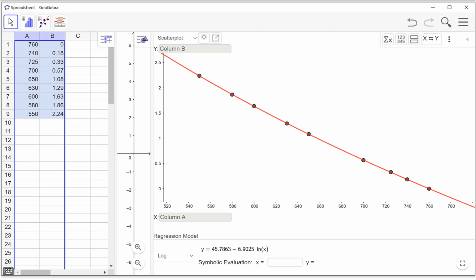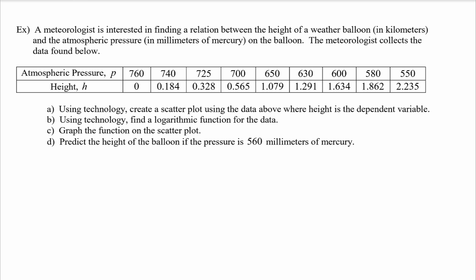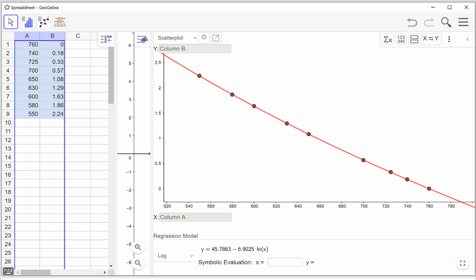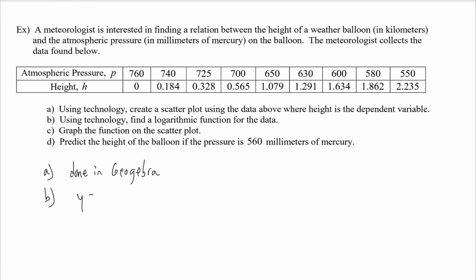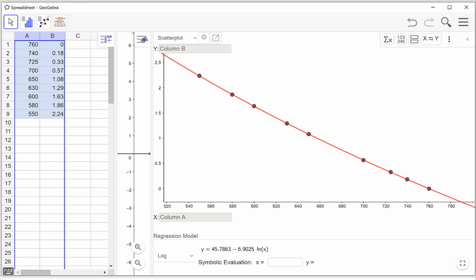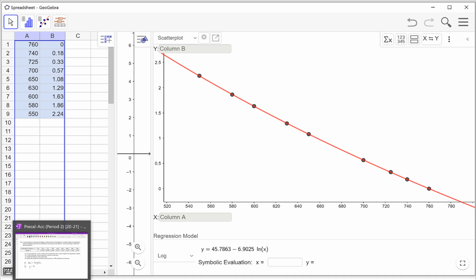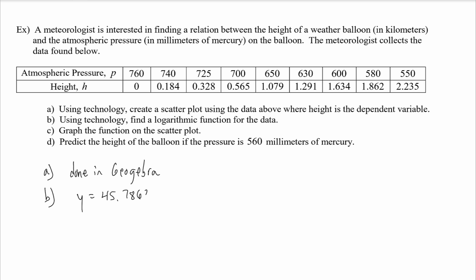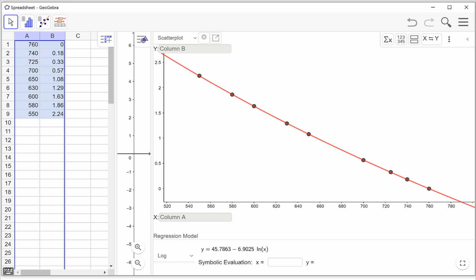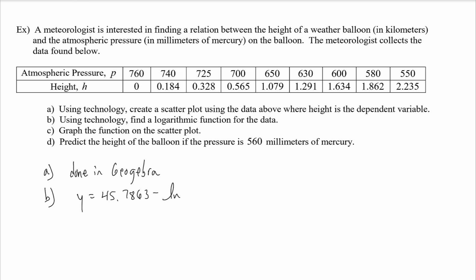All right, so let's see what it asks us. It says part A, create a scatter plot. So we did that. B, find a log function. So it's going to be y equals 45.7863 minus natural log 6.9025.